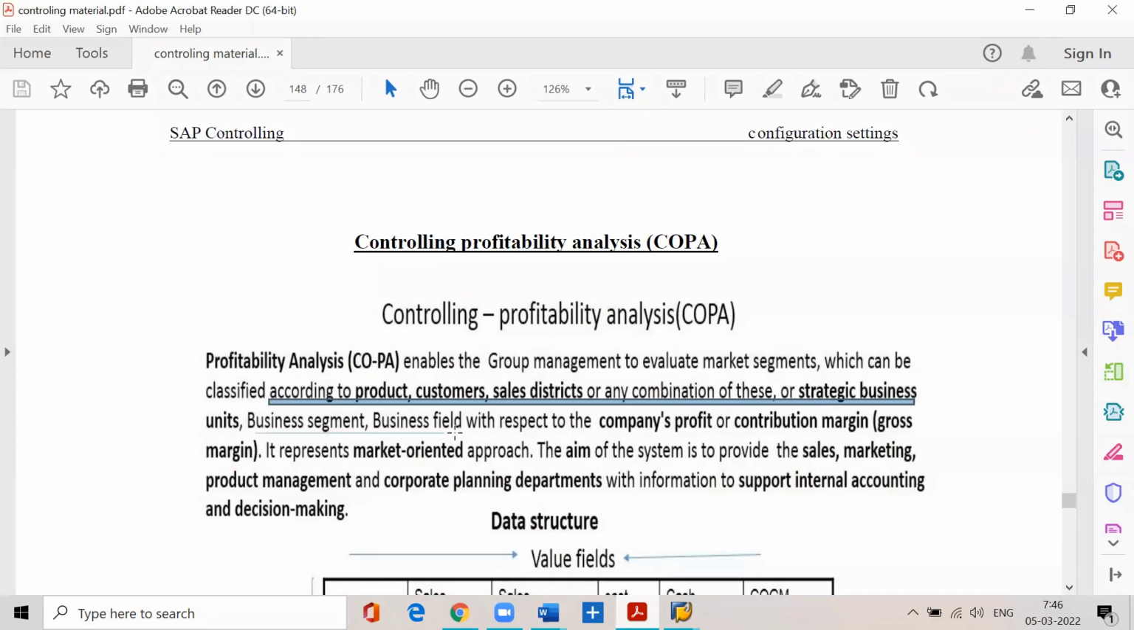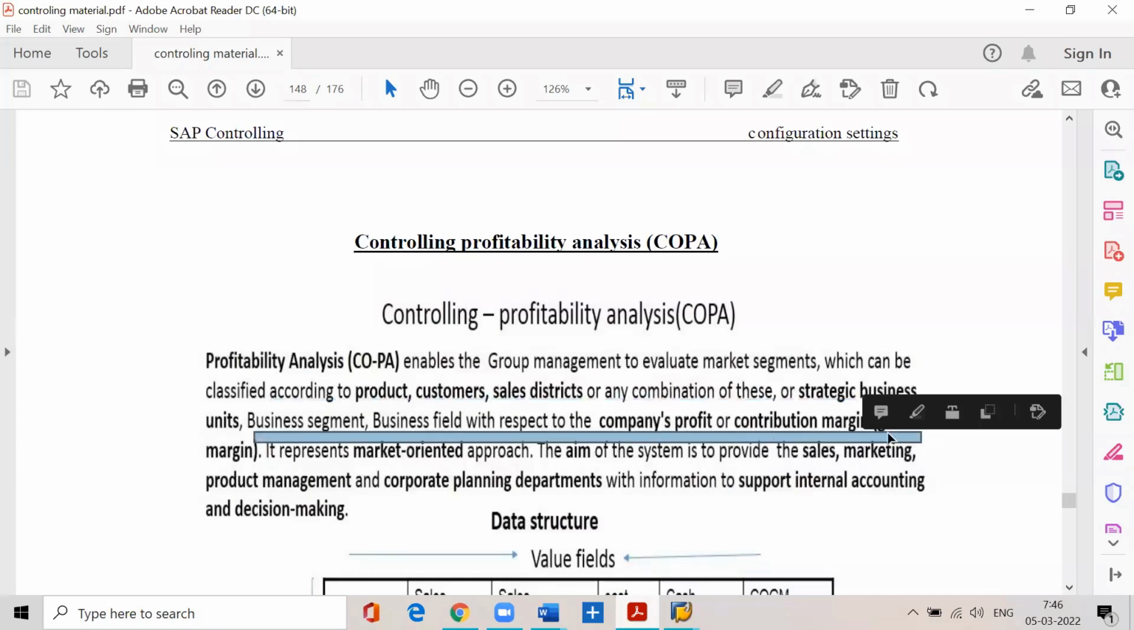Business segment, business field with respect to the company's profit or contribution margin.